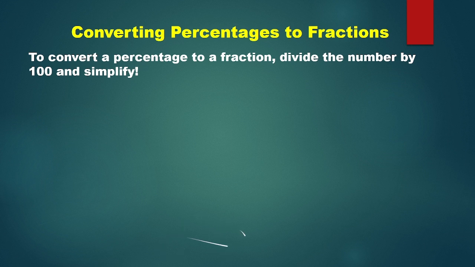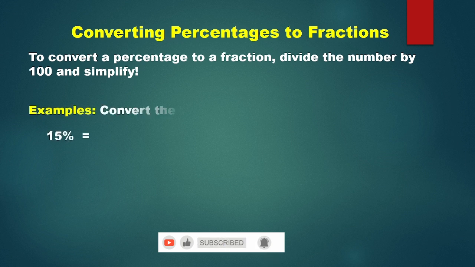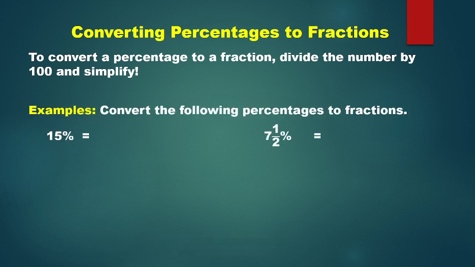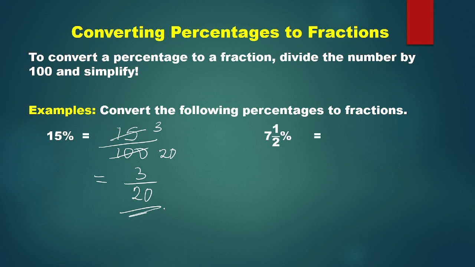To change or convert a percentage to a fraction, divide the number by 100 and simplify. Let's try out some examples. Convert the following percentages to fractions. I'll simply say 15% becomes 15 divided by 100. Now I will simplify. What can divide 15 and 100? 5. 5 here is 3. 5 here is 20. So 15% will simply be 3 over 20.